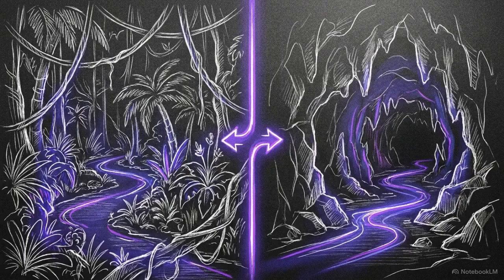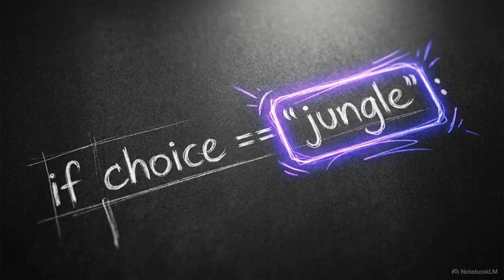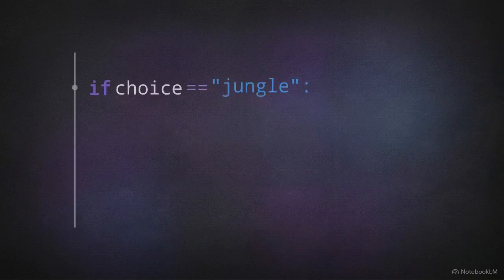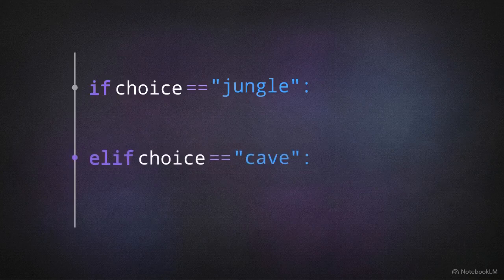Now we create the first fork in the road. We ask the player to choose between two locations, a jungle or a cave. We evaluate this choice using an if statement. This command checks if the player's response matches the word jungle. If it does, the program enters that specific path. For the second option, we use an elif statement, short for else if. This creates a separate route that opens if the player typed cave.